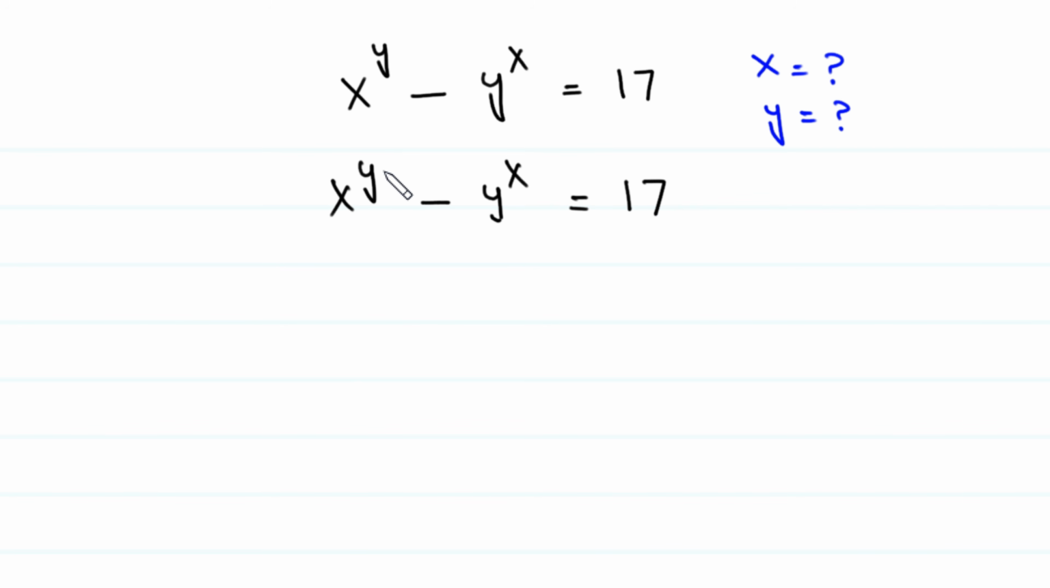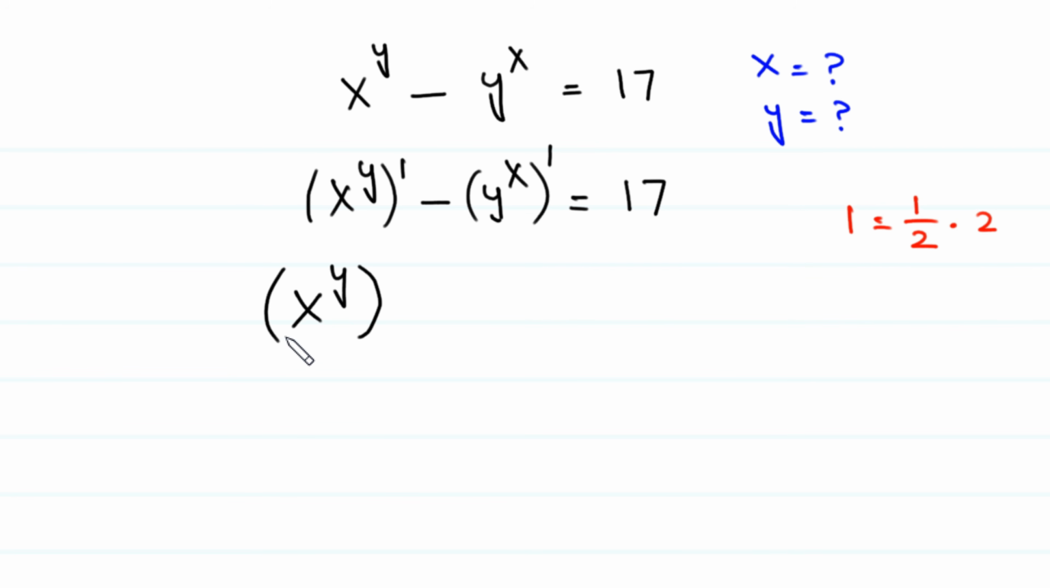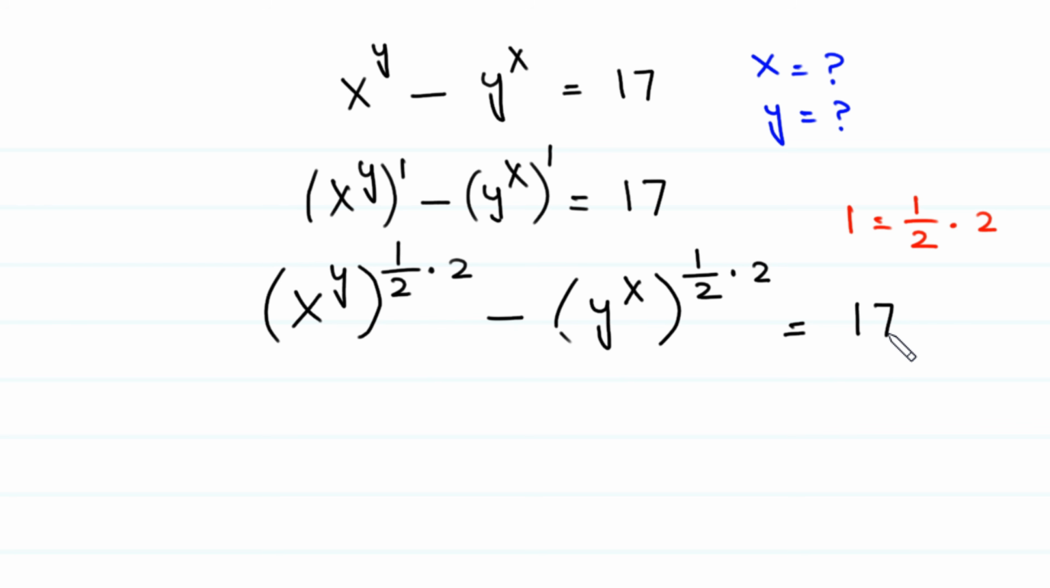This x to the power y has power 1 here, and this y to the power x also has power 1 here, and this power 1 can be written as 1 over 2 times 2, like this: x to the power y to the whole power 1 over 2 times 2 minus y to the power x to the whole power 1 over 2 times 2 is equal to 17.